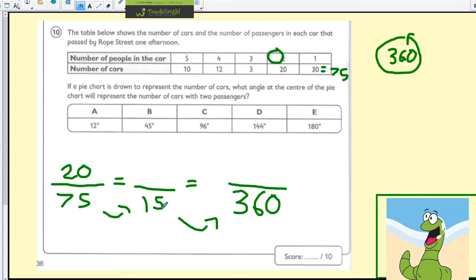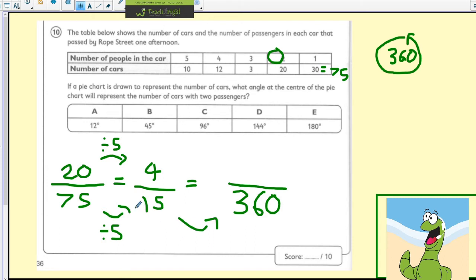How did I get from 75 to 15? Well, 75 divided by 5 gets you to 15. So I need to do the same thing on this fraction. 20 divided by 5 is 4. So again, so far, my fractions are just equivalent. I've not changed the fraction. I've just changed its form, how it looks, but it's still the same value, essentially.